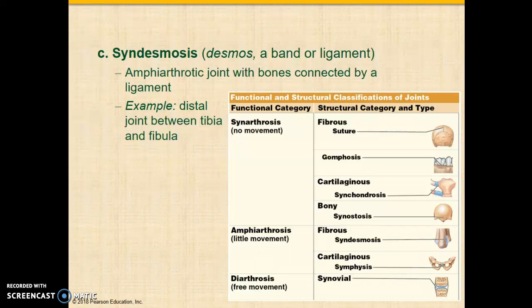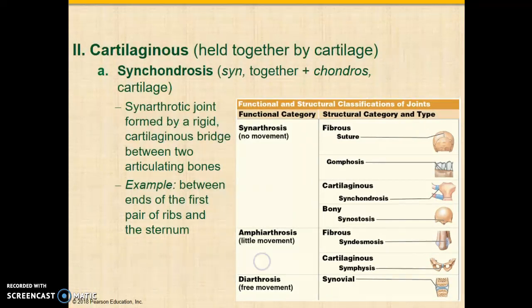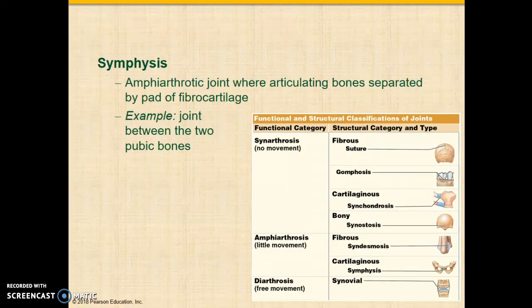A syndesmosis is not synarthrotic as the other two, but amphiarthrotic, allowing a little bit of motion. And an example of this is between the tibia and the fibula. Cartilaginous joints are held together by cartilage. A synchondrosis is fairly rigid, and it is a joint between the ribs and the manubrium of the sternum. A symphysis is also fairly rigid. It is made up of fibrocartilage, and a good example is between the hip bones, the anterior surface of the hip bones where they meet.